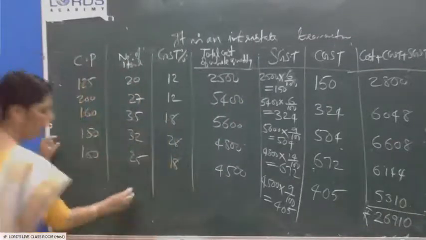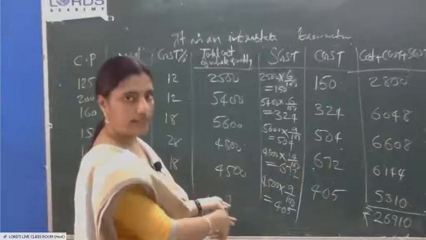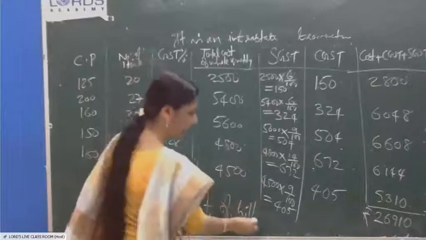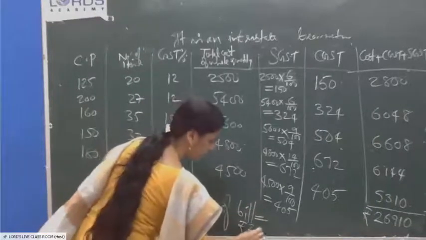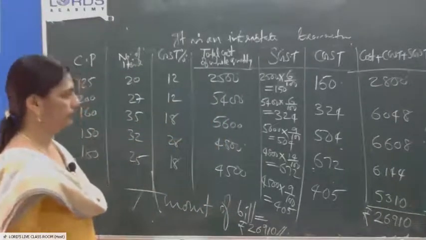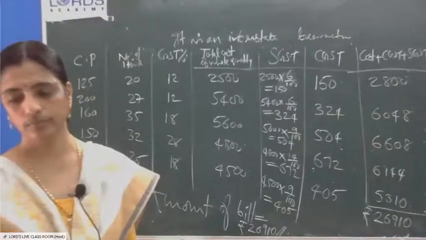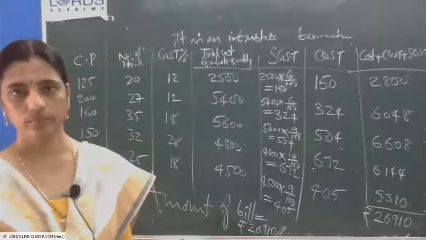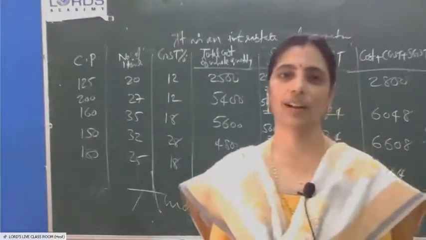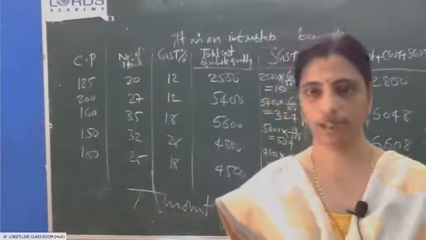No one will check there and all. You have to write the last sentence. Simply don't waste the marks for not obeying the formalities. Okay, amount of bill equal to rupees 26,910. If you have any doubt, see, the chapter is easy, but we should recognize which type of problem, which all columns we have to prepare and all. Calculation is easy.